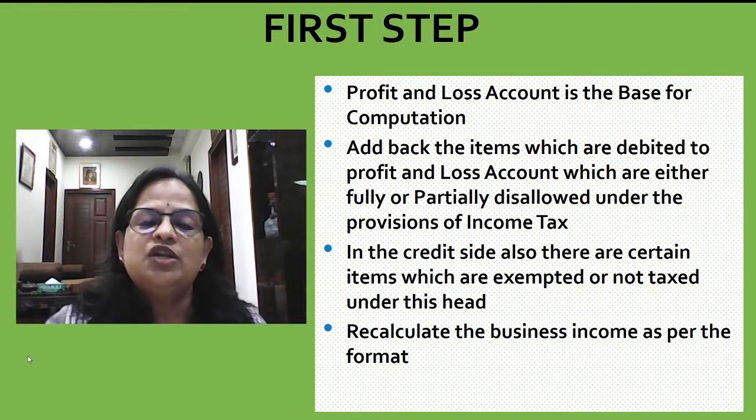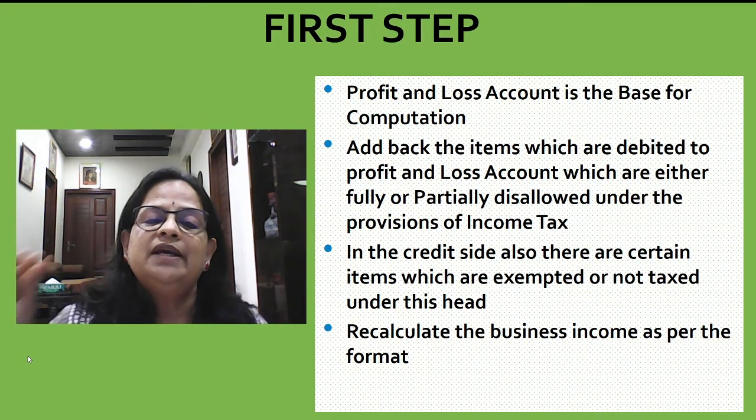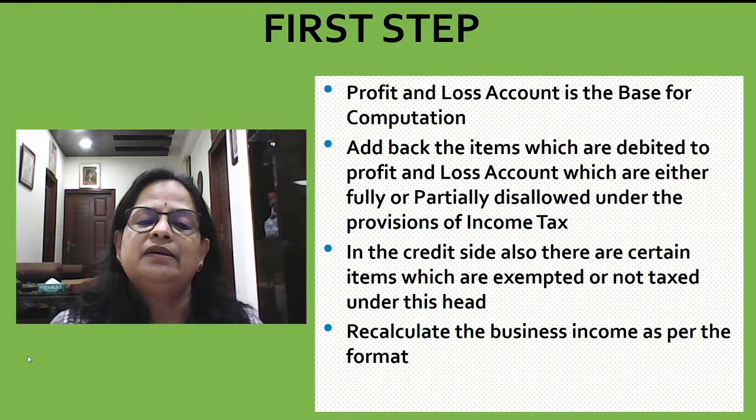Rental income is there. It should go to income from house property, so that should be subtracted. Capital gain subtracted. Then debenture interest will be there. Share dividend will be there. Lottery winnings will be there. Like that, all these items you have to subtract.